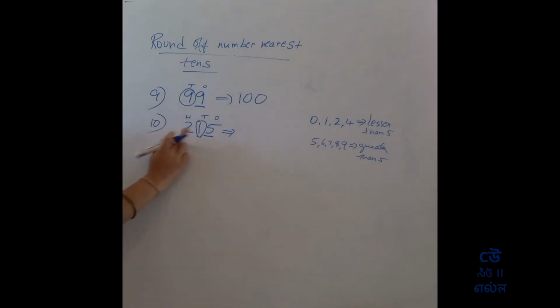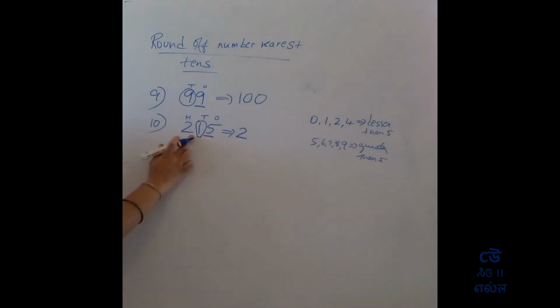So considering the ones place value, we have 5. Is 5 less than or greater? It comes to greater. So if it is greater, what do we have to do? We have to increase one number in the tens place. So in the hundreds place, the number will be as it is. We should not change anything.